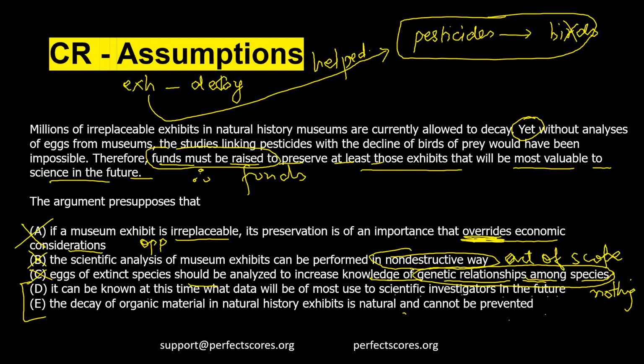Okay, D is the answer, because if you apply the negation test, if you look at the opposite of D, that you cannot really know right now what will be most useful, this whole plan is going to fail. So this whole argument is going to get weakened. So D is definitely important for the argument to exist, and D is the assumption. E is wrong because it says the decay is natural and it cannot be prevented. So E is basically weakening the argument. It says no matter how many funds you raise, it's not going to work. So E is doing the opposite of what we want, and D is the answer.